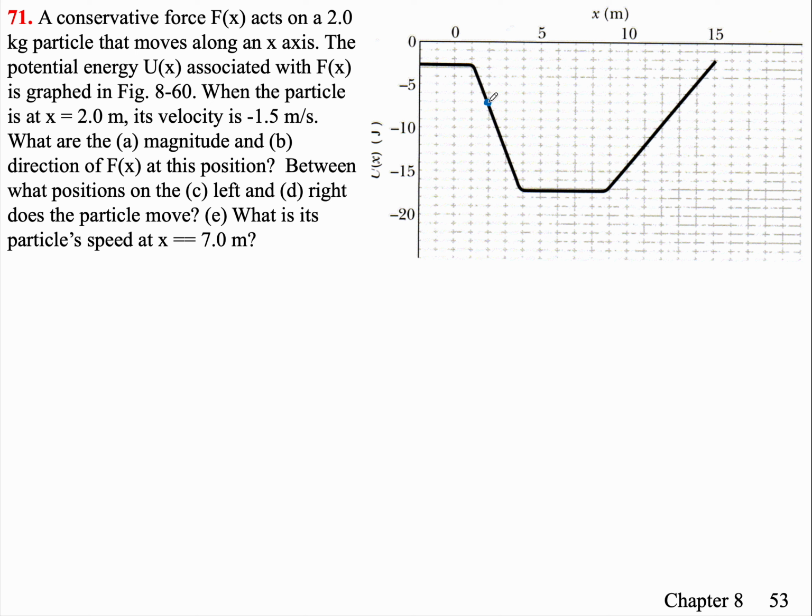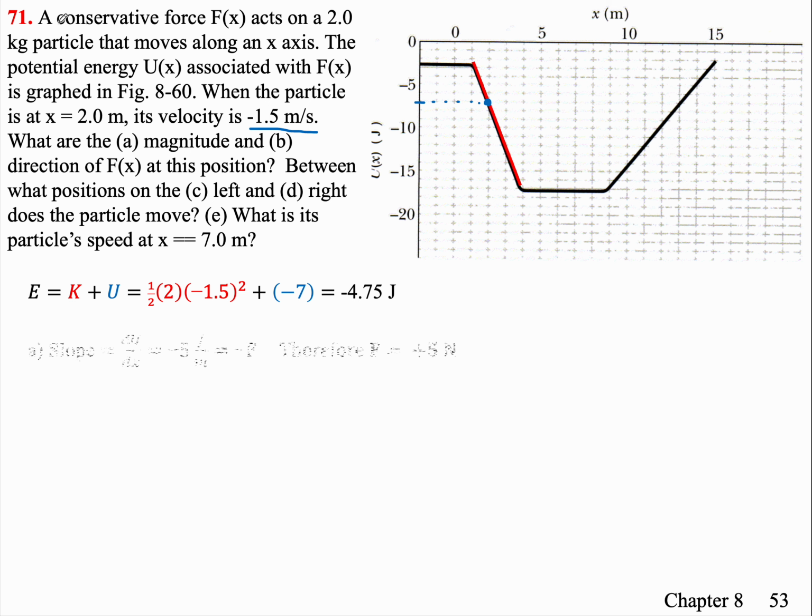All right. So first of all, just before we get started on this one, remember that the total energy is the sum of kinetic and potential energy. In this case, you can tell that the potential energy is going to be negative 7 at this point. And we know the kinetic energy, 1/2 m times v squared. They give us the velocity is negative 1.5 meters per second. We can figure out the total energy of the particle at any given point is this. And because we're dealing with conservative forces, the total energy's got to stay the same.